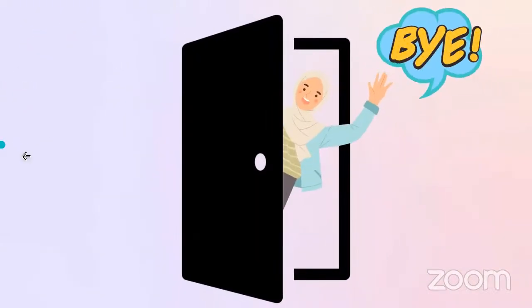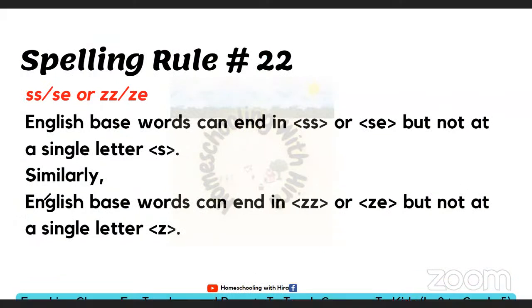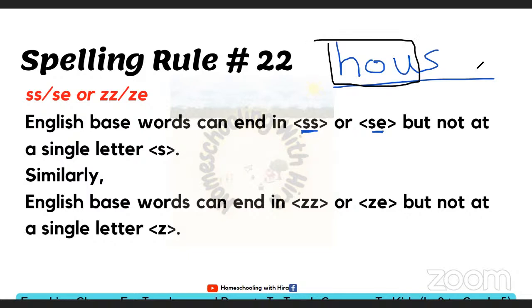Okay, this is another spelling rule. Again, something extra, but I want to give it to you too. English base words can end in double S or SE, but not at a single letter S. It's not a rule, but again, most of the words follow this. For example, if you have the word house, the spelling is complete. Why do we need a silent final E? Because it looks weird. It seems that this is a word how, and we have made it plural by adding a single S.